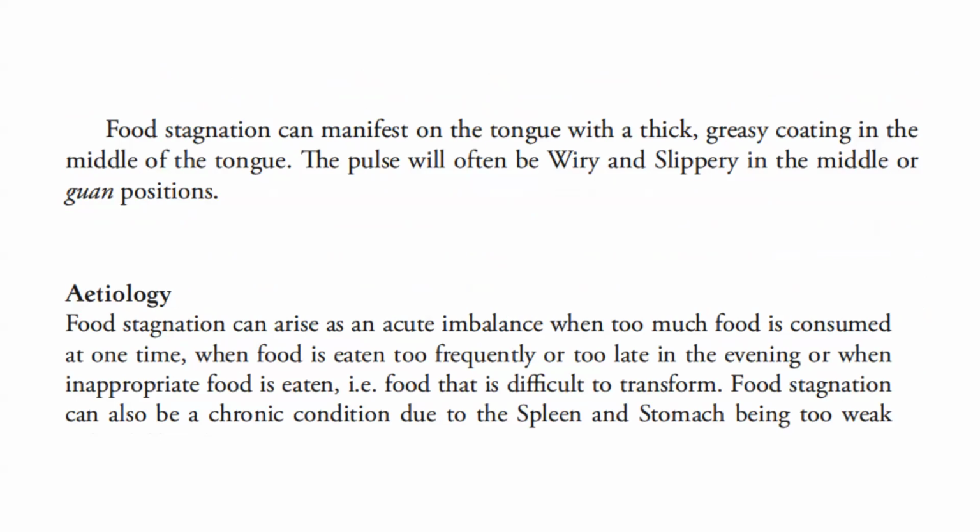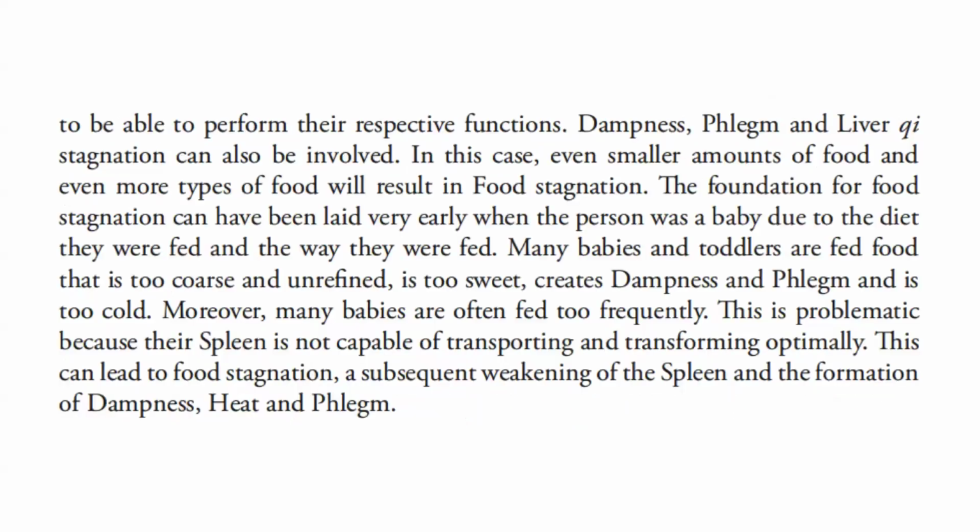So let's take a look at its etiology. Food stagnation can arise as an acute imbalance when too much food is consumed at one time, when food is eaten too frequently or too late in the evening, or when inappropriate food is eaten, that is, food that is difficult to transform. Food stagnation can also be a chronic condition due to spleen and stomach being too weak to be able to perform their respective functions. Dampness, phlegm, and liver Qi stagnation can also be involved. In this case, even smaller amounts of food and even more types of food will result in food stagnation.